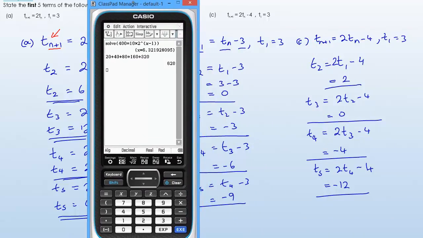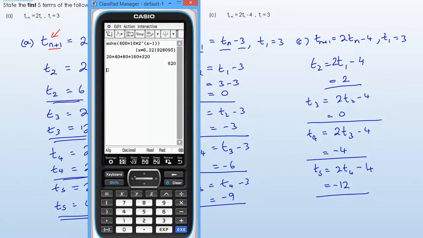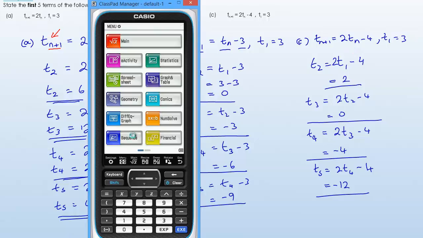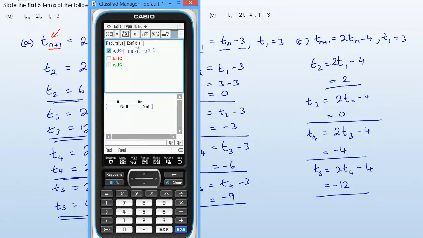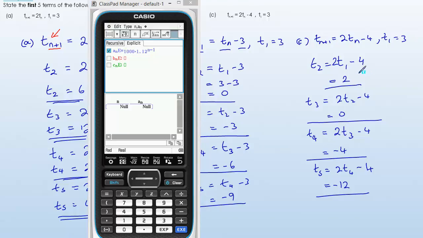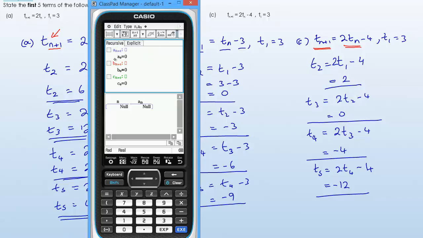Now let's look at the last one of these using the sequence generator on the calculator. Now notice so far we've been using the explicit tab. That's what happens when we have an nth term formula that doesn't refer to any other term. If we look at the ones we've been looking at here, this is known as a recurrence relation, because we're finding the next term in terms of another term. For that, we go to the recursive tab.